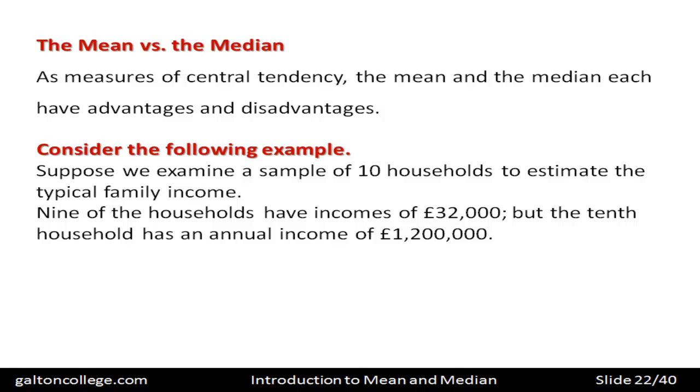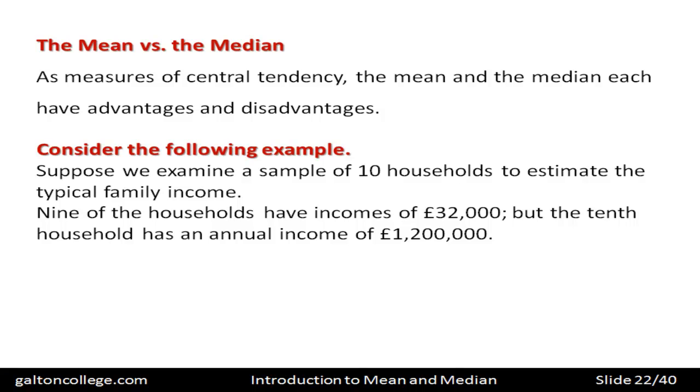Now, when we do this, we find something quite extreme as well. We find 9 of the households have incomes of £32,000. 9 of them have the same income. So very extreme. But the 10th household has an annual income of £1.2 million. A lot more.